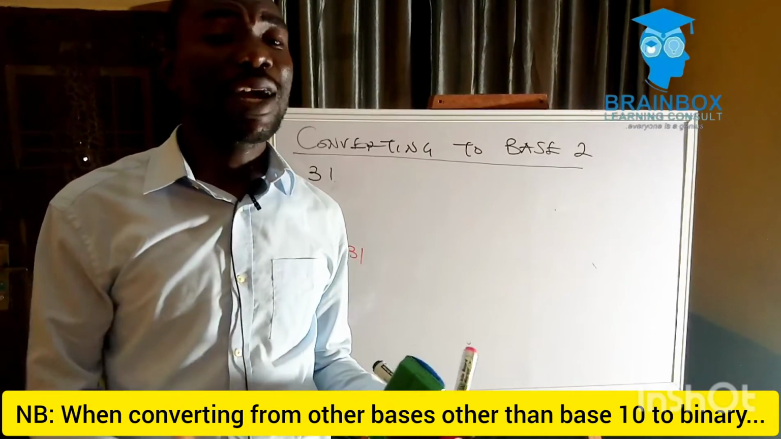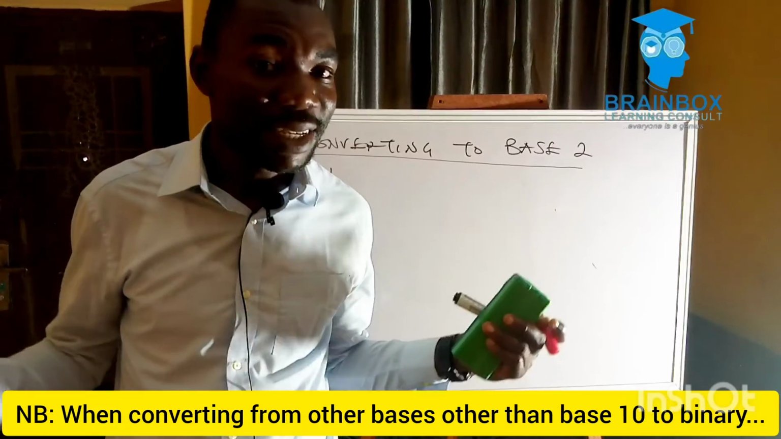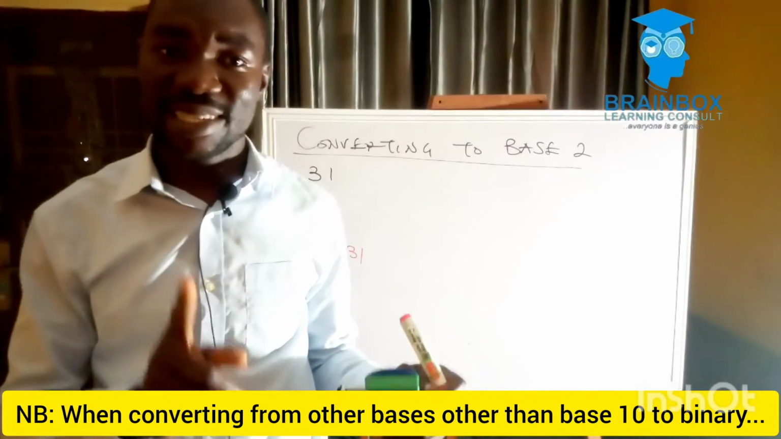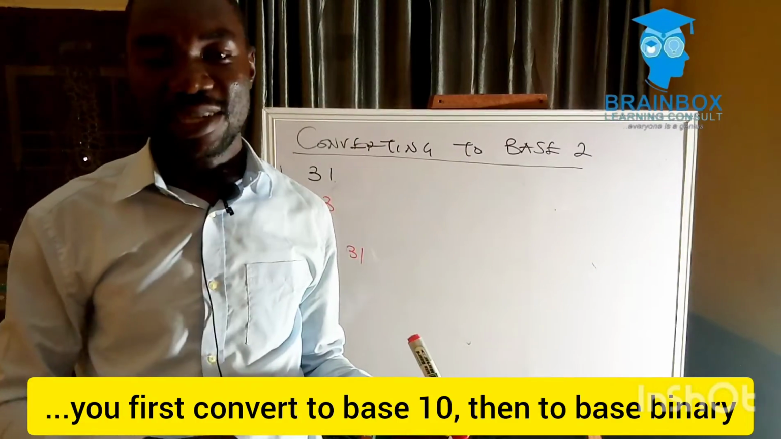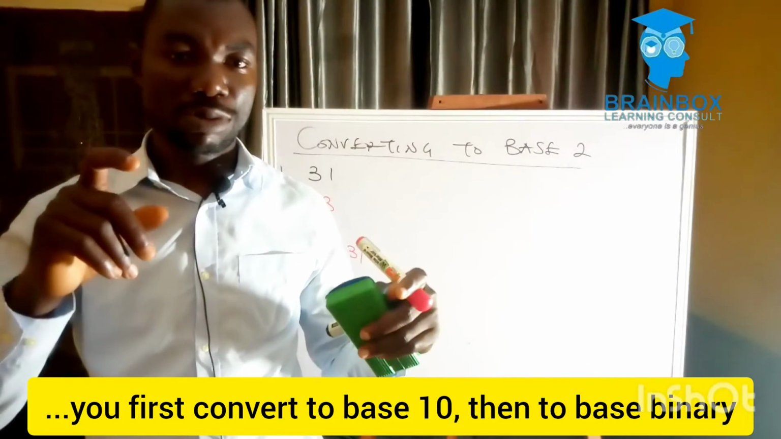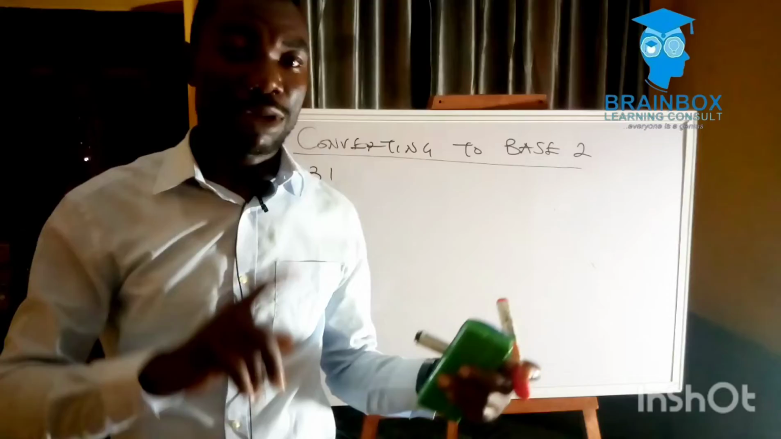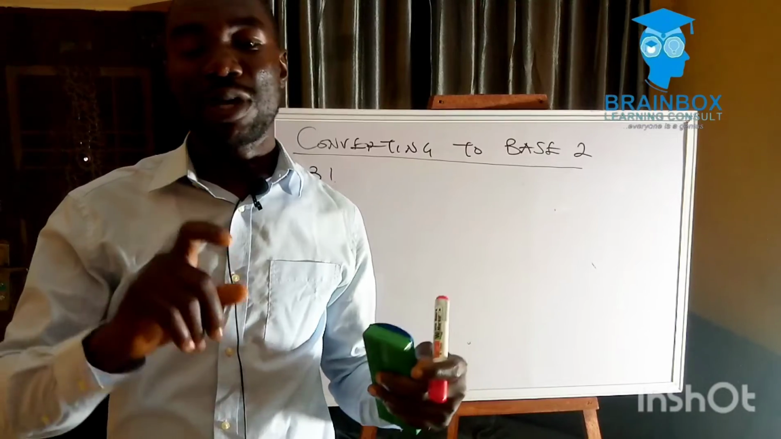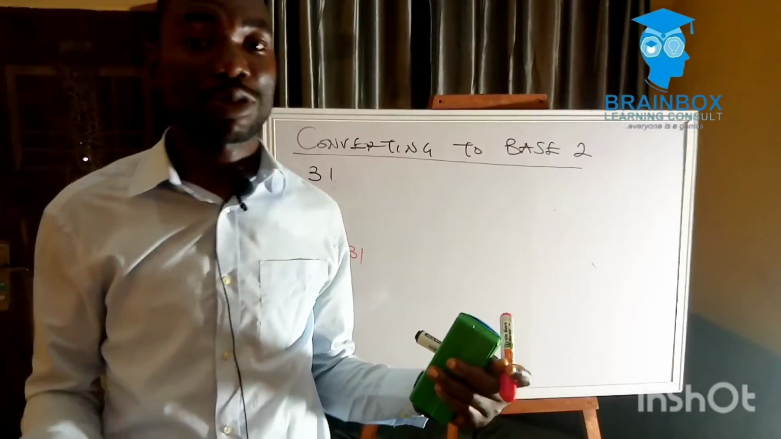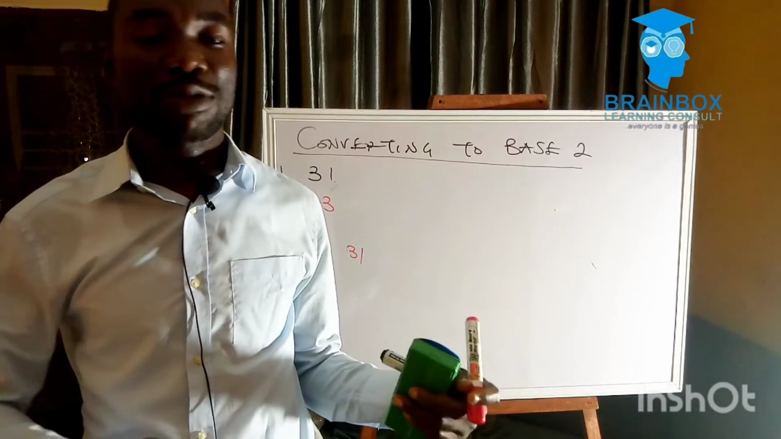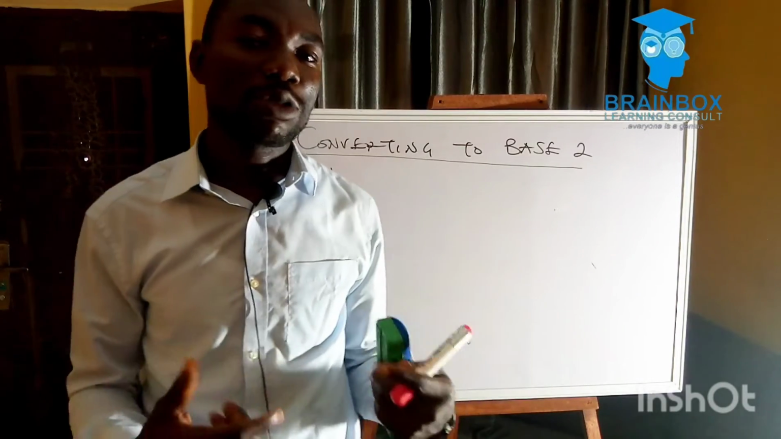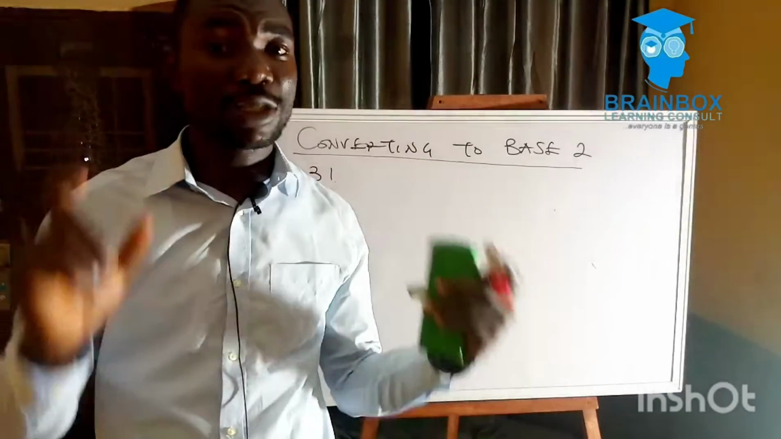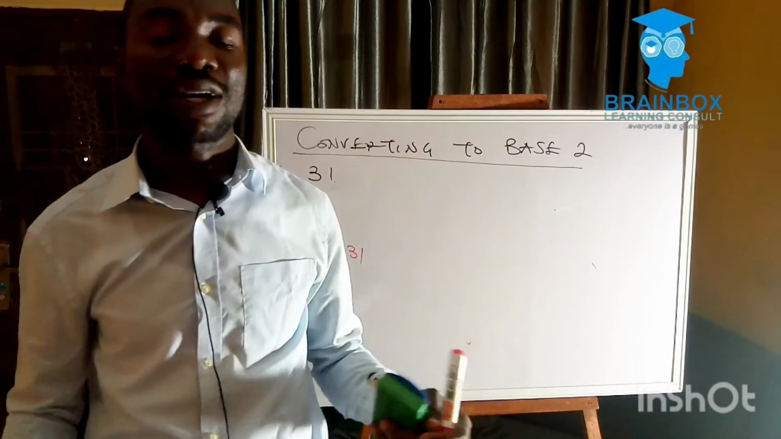Every other number base that is not base 10, to convert them to base 2, all you need to do is first convert to base 10, then to base 2. I will do that, if time permits, or in our subsequent videos. In our subsequent videos, I promise you, I'm going to give you an example. Here we can convert from maybe, let's say, base 8 to base 2, or base 5 to base 2. Now, you can't just convert from base 5 to base 2. All you need to do first is convert from base 5 to base 10, which is a natural number.